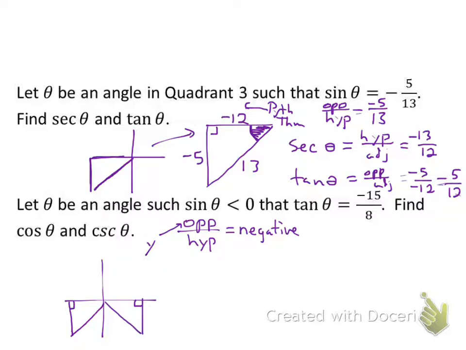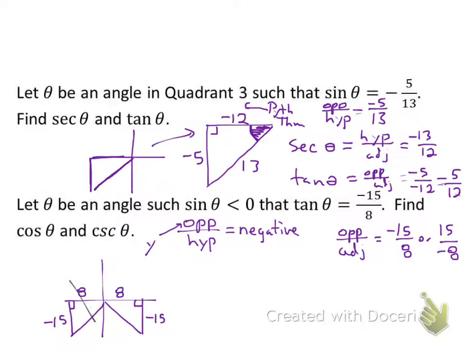Now if tangent theta is negative 15 over 8 and tangent is opposite over adjacent, that either means I have negative 15 over 8 or 15 over negative 8. So let's just put those in and see if they fit. So if it's opposite over adjacent, and I wrote negative 15 over 8 and negative 15 over 8, I can kind of see that the one in quadrant 3 is likely out. Because again, that's not a negative 8 that I need.